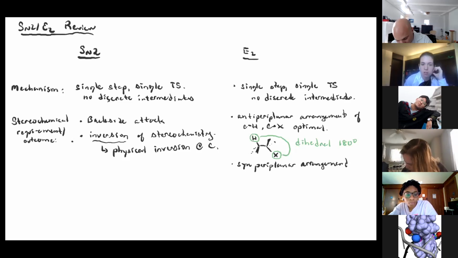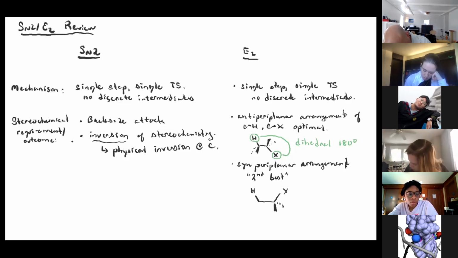And I'll say syn-periplanar is second best. And you'll know that that means that if the substrate can't do an anti-periplanar reaction, you're going to look for the syn periplanar elimination. And in that syn periplanar arrangement, I've got the CX bond coplanar with the CH bond that I'm pulling off, syn coplanar, and so the dihedral there is 0.